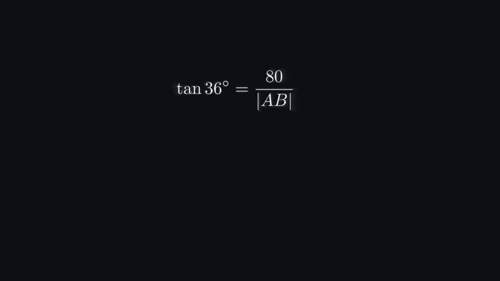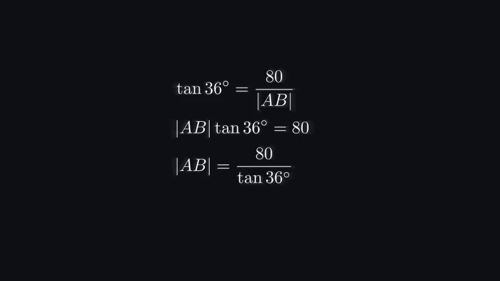Tan of 36 degrees equals 80 over length of AB. Length of AB times tan of 36 degrees equals 80. Length of AB equals 80 over tan of 36 degrees. Length of AB equals 110.1117 m.